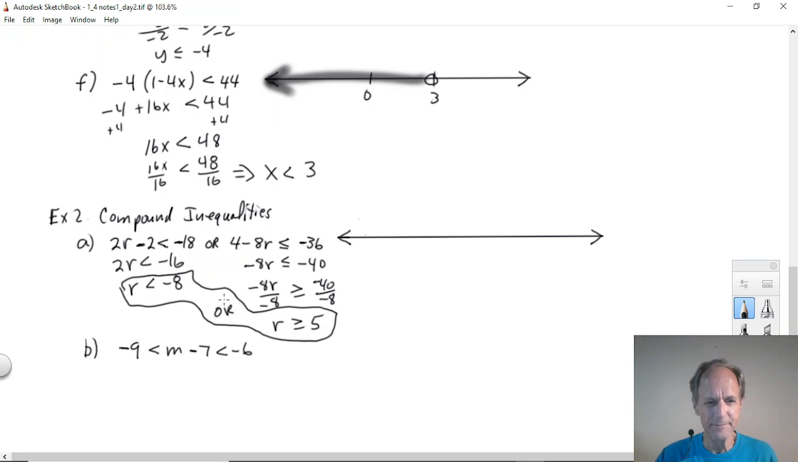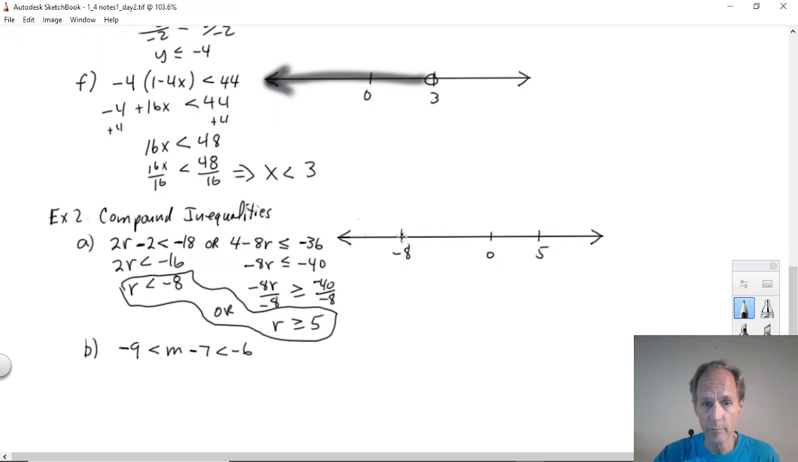So we're saying r is less than negative 8 or it's greater than or equal to 5. If it satisfies either of those, it's part of our solution set. So we graph that. I'll move that over a little bit. Say there's negative 8. We could put 0 about there and 5 about there. And that's enough points to put on the number line. We're saying r is less than negative 8 or greater than or equal to 5.